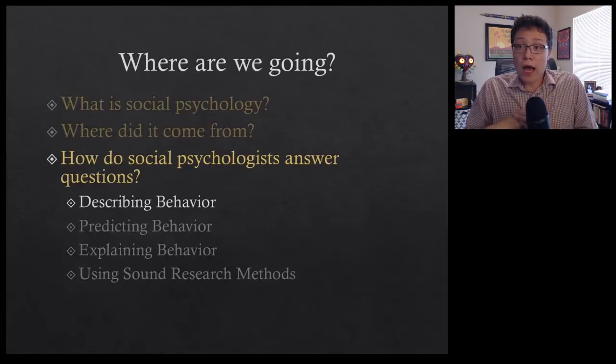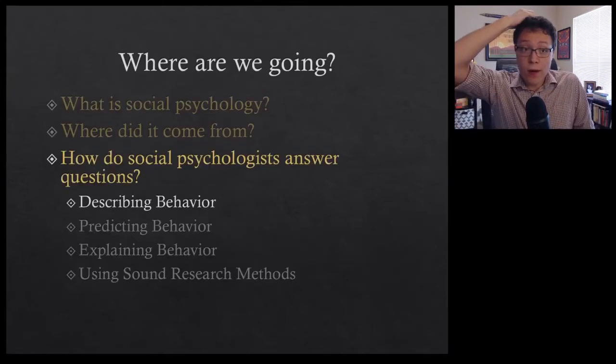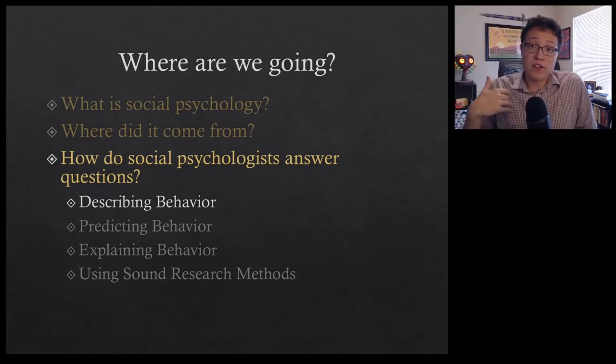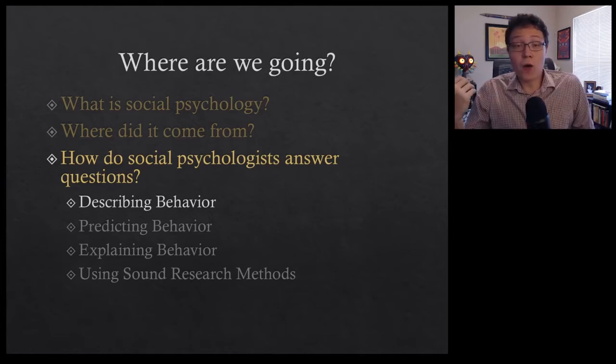So moving on to how social psychologists answer questions, this is going to be more focused on Chapter 2. So a lot of you should hopefully be familiar with a lot of this. This should just be a quick review, which is good for everybody involved. So how do we answer these questions? Well, we're going to first talk about describing behavior. We're going to talk about how we can predict behavior, how we explain behavior, and then some of the sound research methods that we might use.